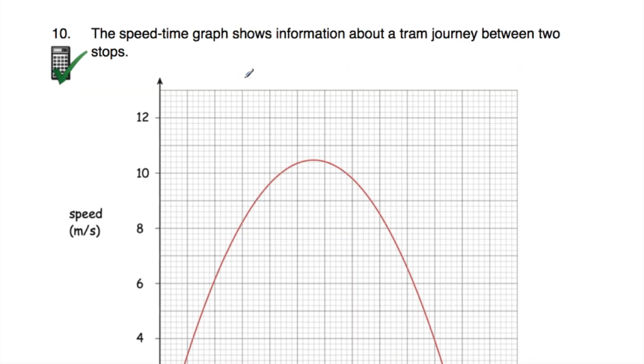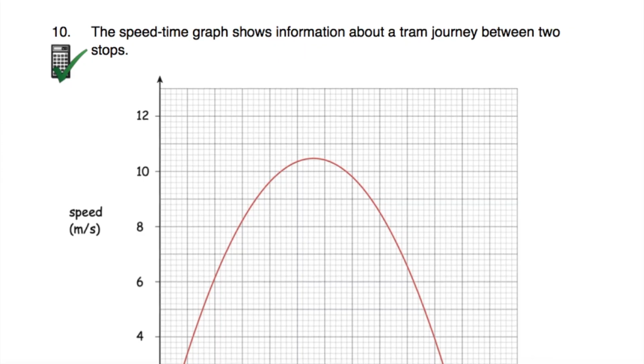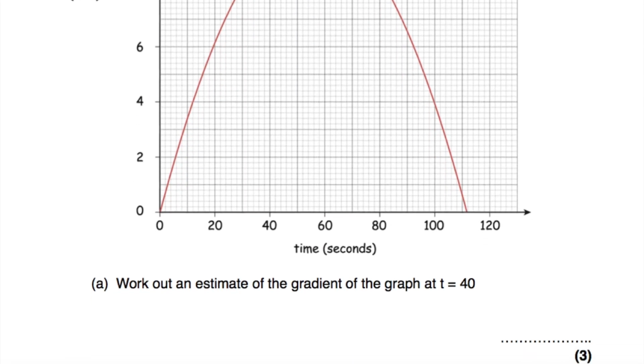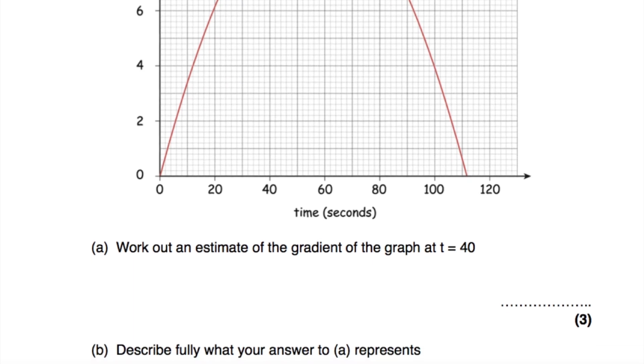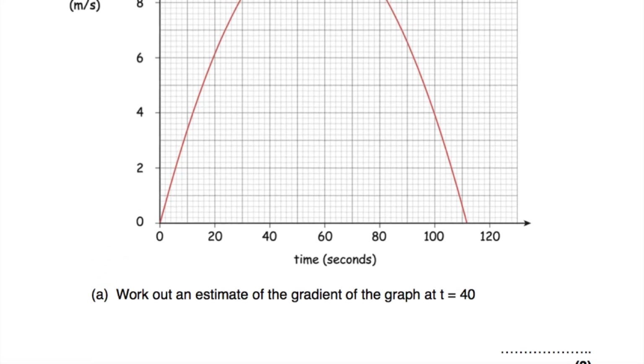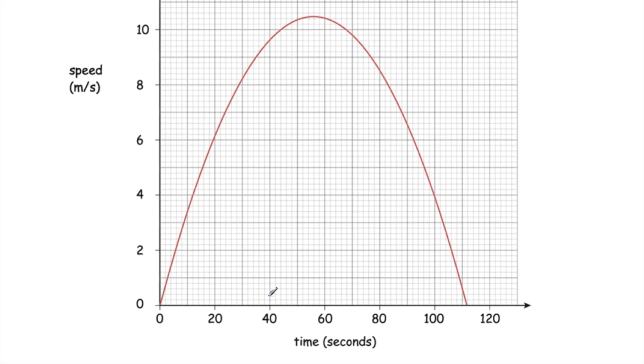So question number 10 says a speed time graph shows information about a tram journey between two stops. So we've got this speed time graph. We've got speed going up vertically and we've got time going across horizontally. And if we go on down, part A says work out an estimate for the gradient of the graph at t equal to 40. So we want to find an estimate of the gradient of this graph whenever t is equal to 40. So if we go across to 40 seconds and up, that brings us to here. So that's the point there. And we want to draw a tangent at that point and then work out the gradient of that tangent.